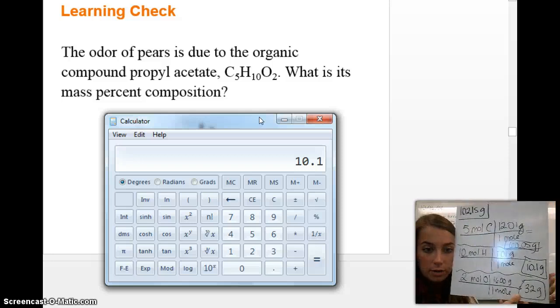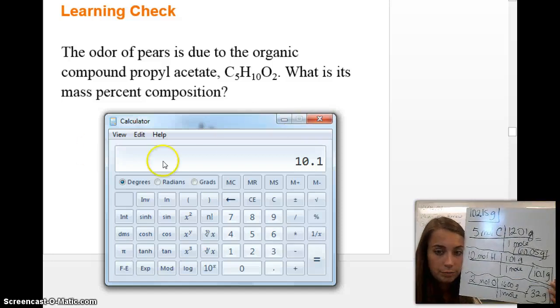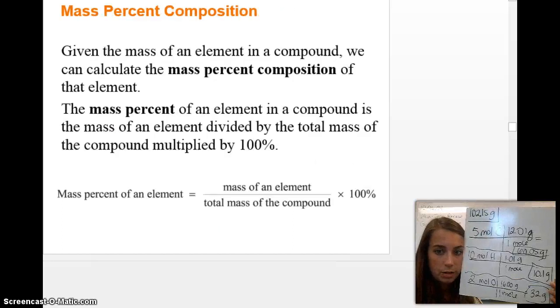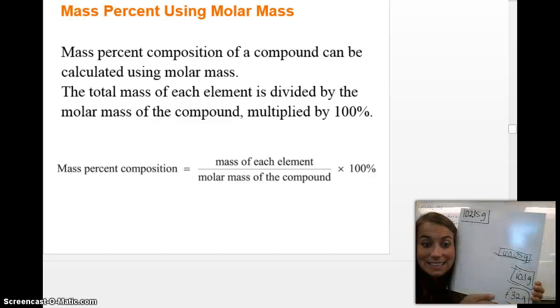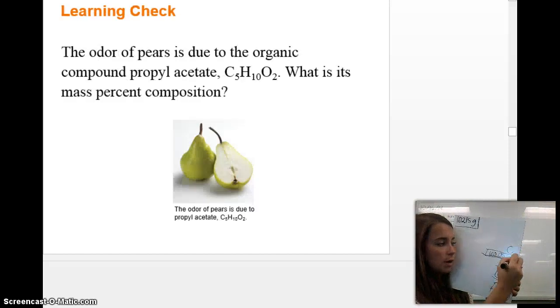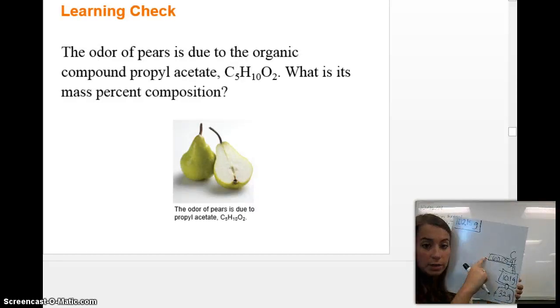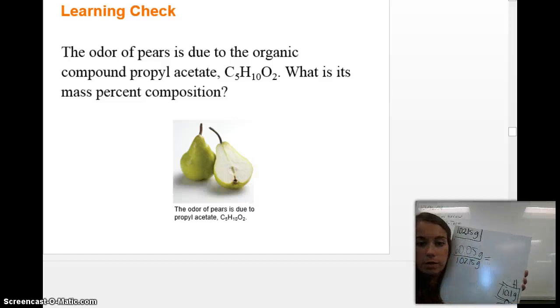grams of oxygen. Okay, now to find the percent composition, remember we go back to this equation. You want to take the mass of each element and divide it by the molar mass of the compound. So if I go down, my carbon, my hydrogen, my oxygen, I'm going to have to divide these by the total mass of that thing. So for carbon, it would be 60.05 grams divided by 102.15 grams. I'm trying to find the mass composition of just the carbon. How much of the percent of this is carbon?